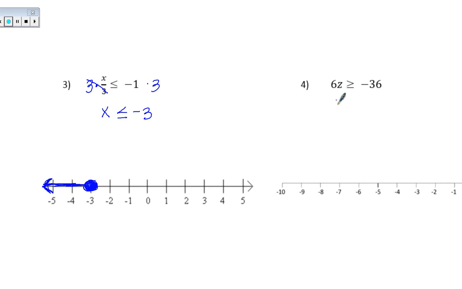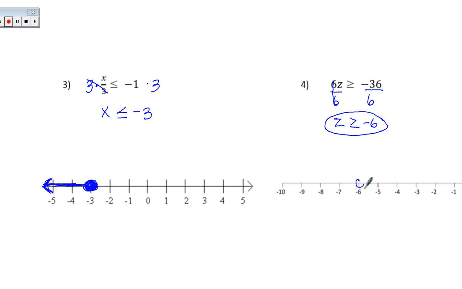And our last example for today, we have 6z is greater than or equal to -36. So right now 6 is being multiplied by z. We're going to do the opposite and divide by 6 to get that z all by itself. Now we're dividing by a positive number, so that means we don't need to flip our inequality sign to the other side. So this is just going to become 1 times z, which gets us z. -36 divided by +6 is -6, and our inequality sign stays the same way, so we don't need to flip it. And there's our last solution.